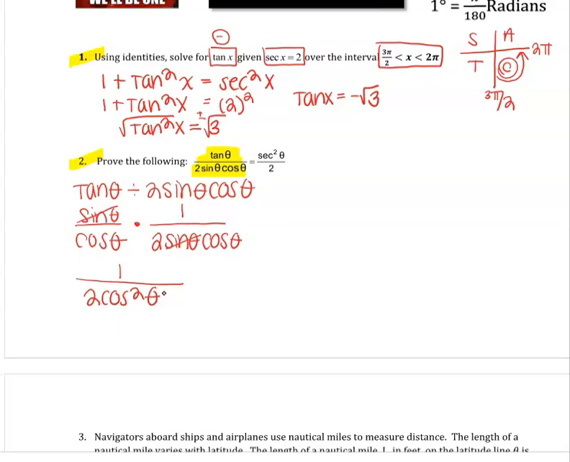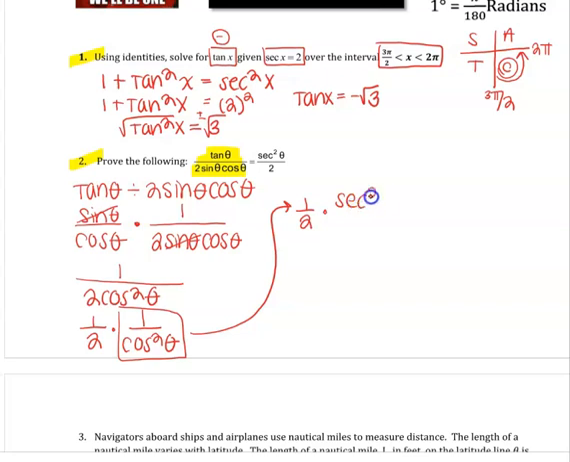Now, when you guys look at this, this is actually the same thing as 1/2 times 1 over cosine squared of theta. And you know what 1 over cosine squared of theta is? Secant squared of theta, because that's the reciprocal of cosine. When I actually do the multiplication, multiplying across the top and the bottom, I end up with secant squared theta over 2, which is exactly what I was looking to prove.